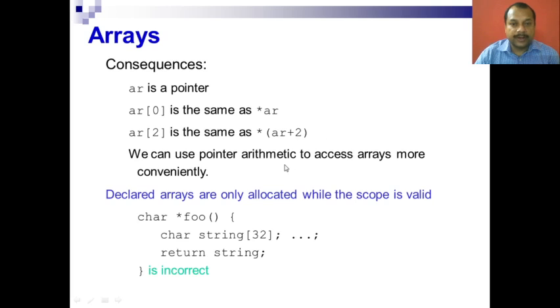We can use pointer arithmetic to access arrays more conveniently, and declared arrays are only allocated while the scope is valid. But this is not correct: declaring one variable here and then returning its address. So this is not correct.